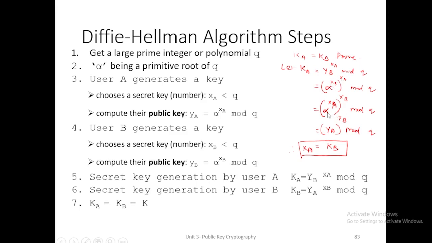So like that formula, I interchange the Xa and Xb in the power formation. That will be rewritten as alpha power Xa, whole power Xb mod Q. If you check, alpha power Xa is nothing but Ya, so instead of this value I am substituting Ya here. The value is rewritten as Ya power Xb mod Q. And Ya power Xb is Kb. Therefore Ka and Kb are equal. So this is the Diffie-Hellman algorithm.